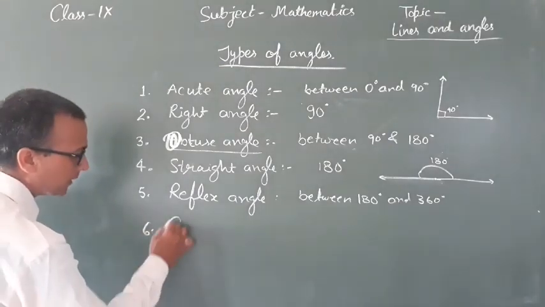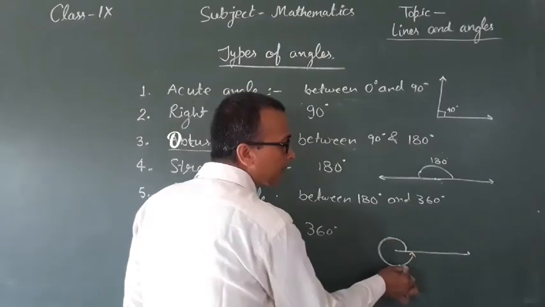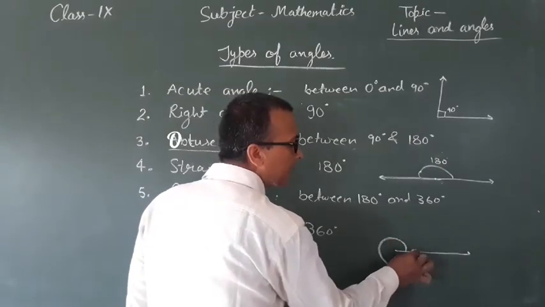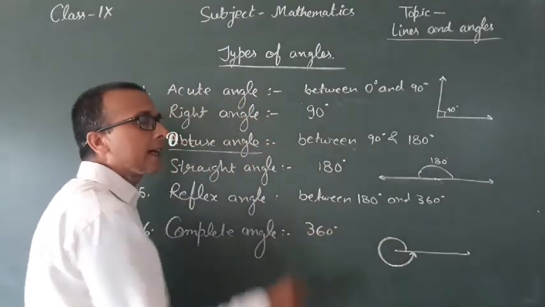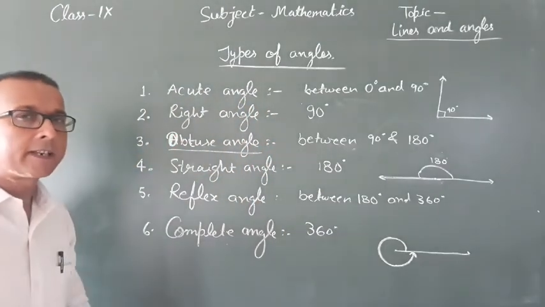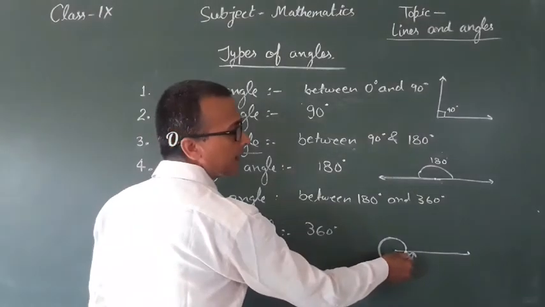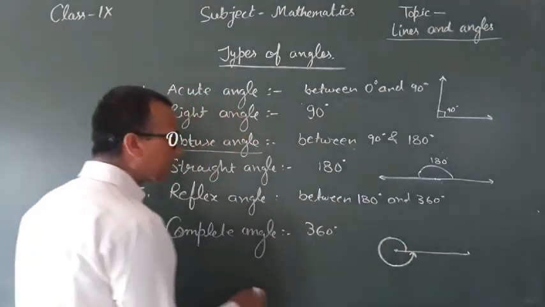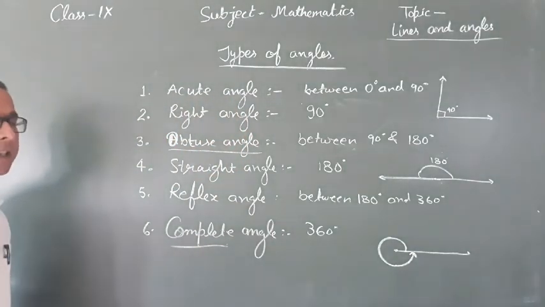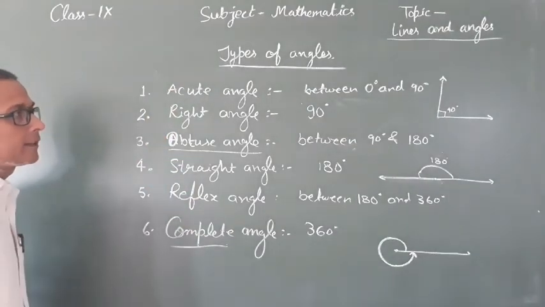Six, complete angle. If a ray rotates and after a revolution it reaches the same location where it was starting to move, then it makes 360 degrees at its vertex, and so it is called complete angle. Here are 6 types of angles.